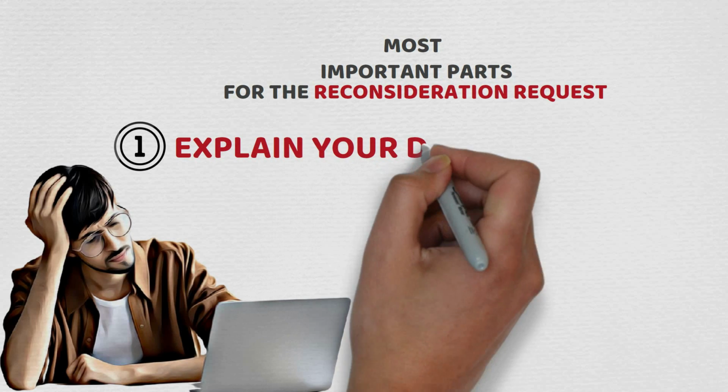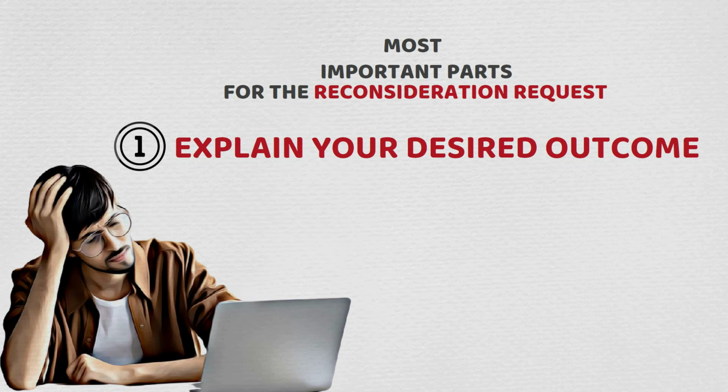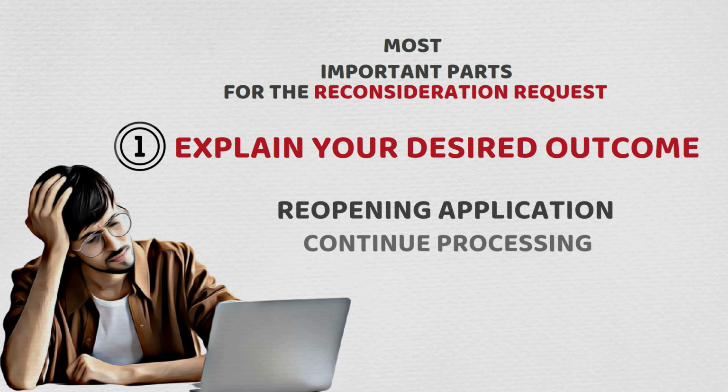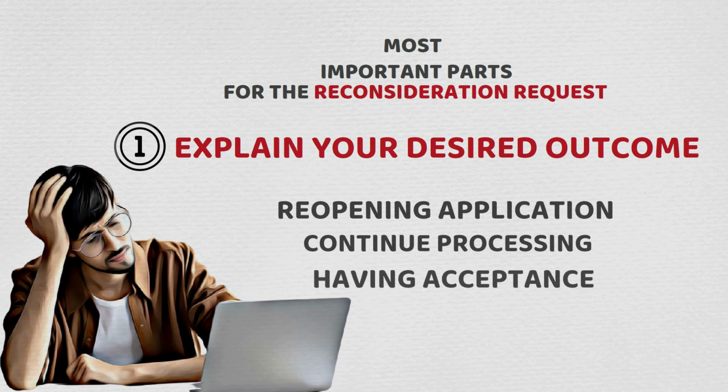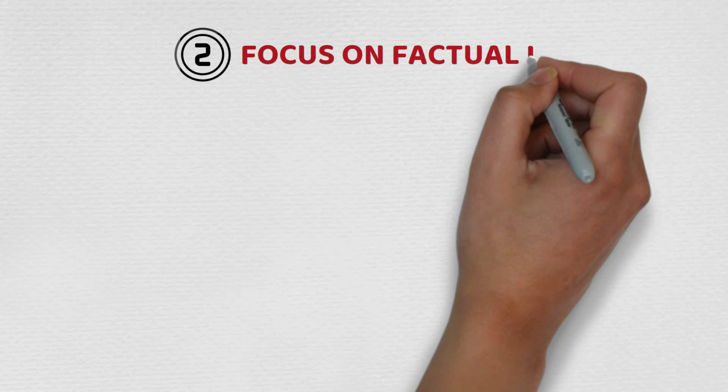First and foremost, explain what you want as the desired outcome, whether it's reopening your application, continue processing, and having an acceptance. Have the desired outcome at the very top of the letter. Number two, focus on the factual issues.